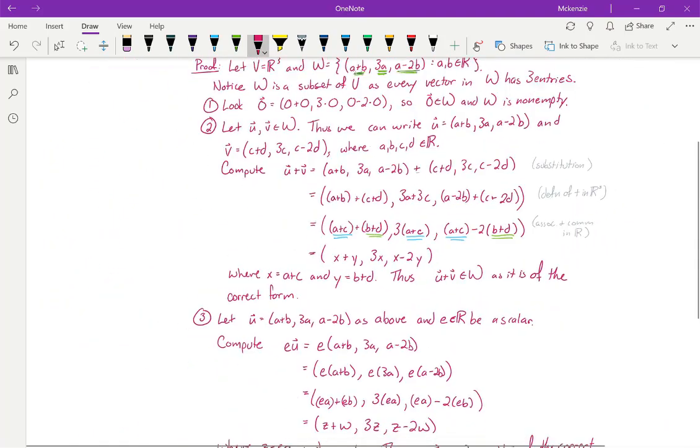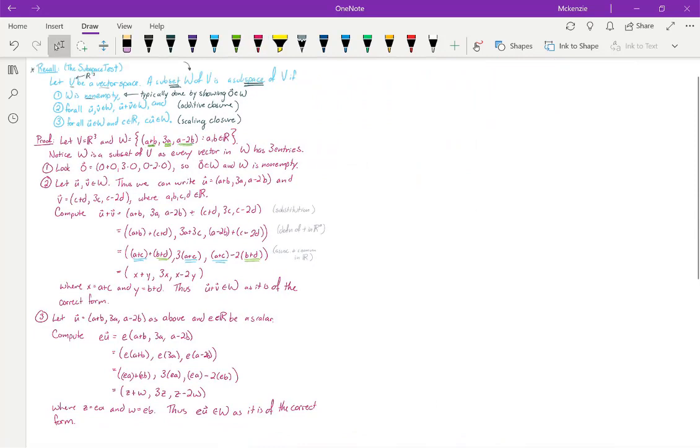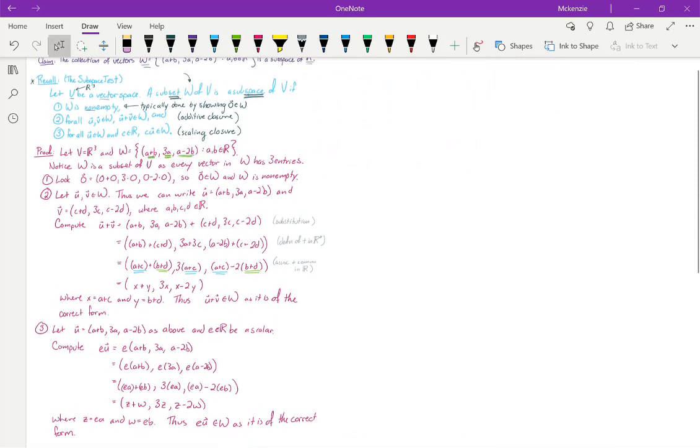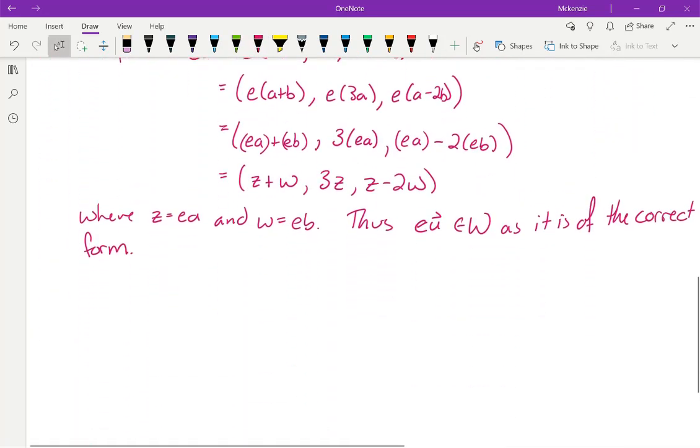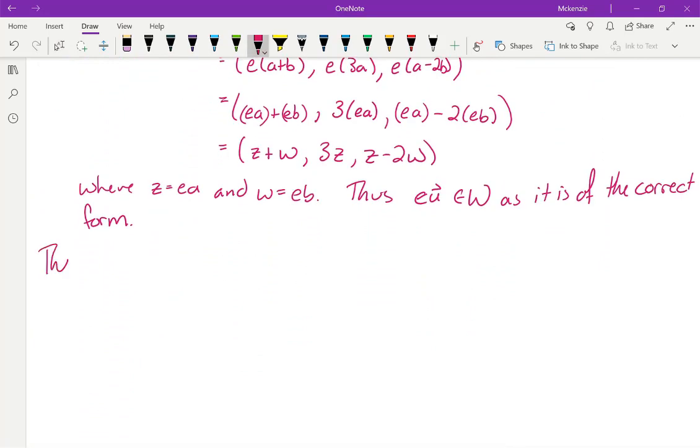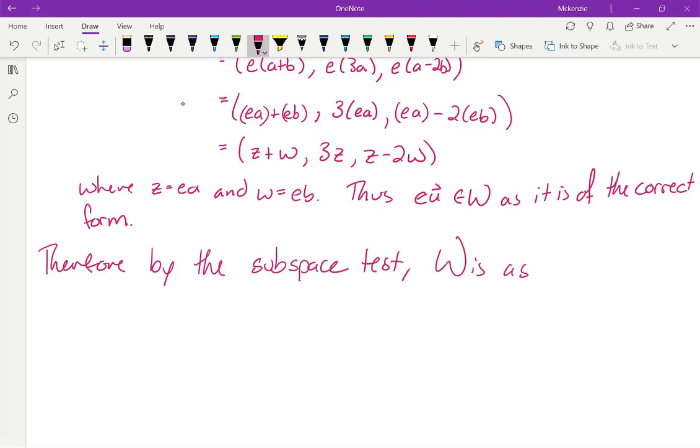Excellent, so we're not quite done yet. We showed all 3 steps, so now we just need to throw in our conclusion sentence. So let's go ahead and do that at the bottom. So therefore, by the subspace test, we need to mention that we're doing that at some point, W is a subspace of R3. And that is it.